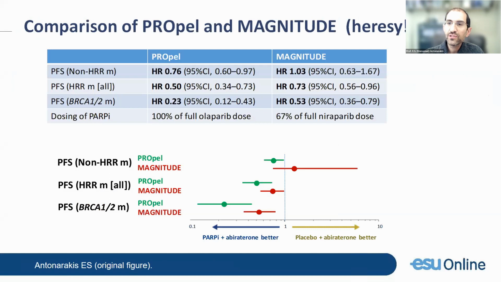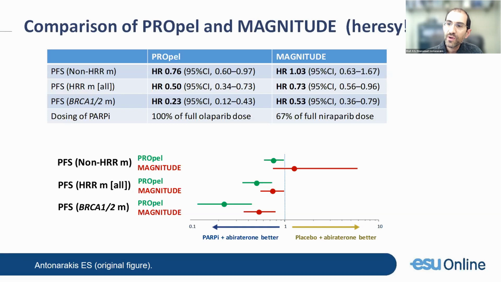Now, we are always told we should never do trial comparisons. So this is heresy, but this is my figure. I'm allowed to do it. I made this myself. Please don't use this if you don't believe my conclusions.